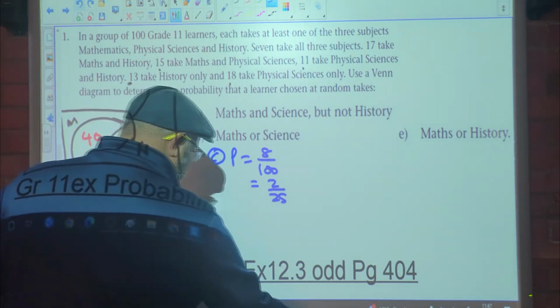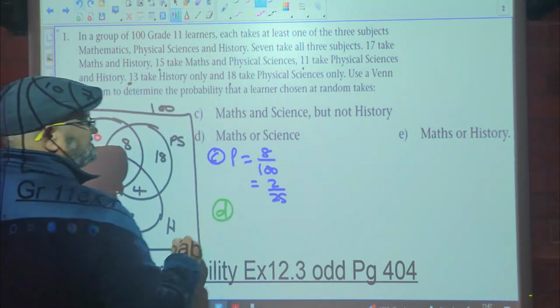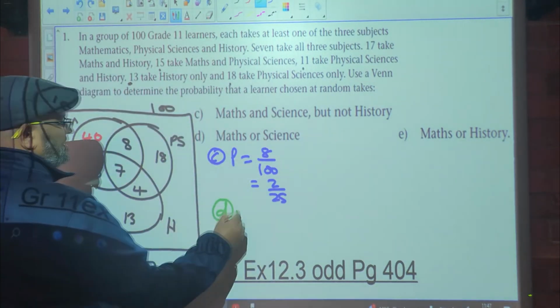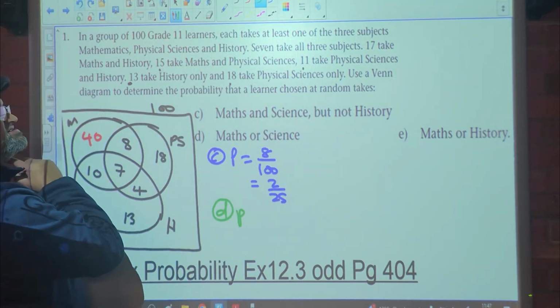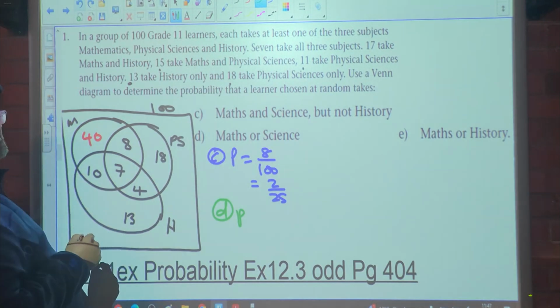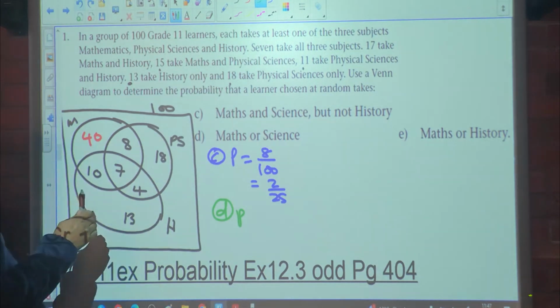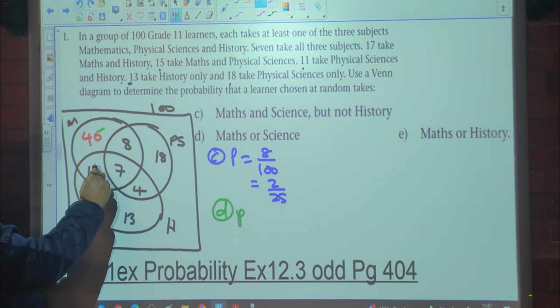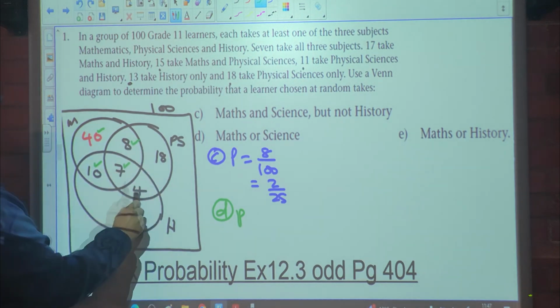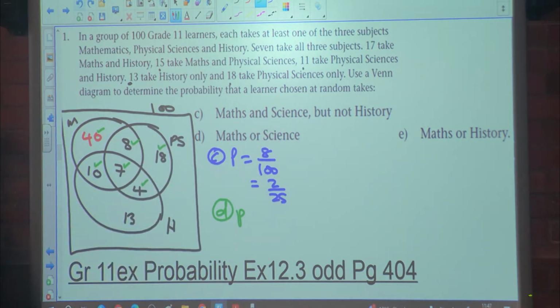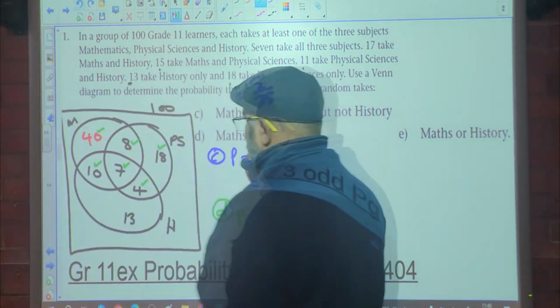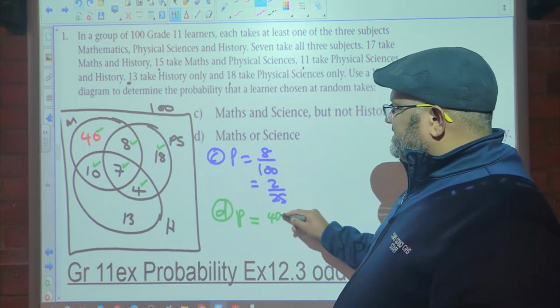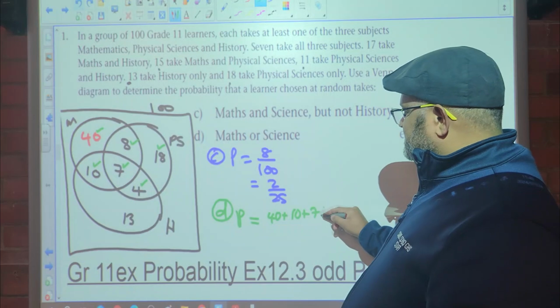Let's look at D. D says the probability of mathematics or science. So or is the union, it's all of it. So it's going to be 40, 10, 7, 8, that's all mathematics. Physical science 8, 7, 4 and 18. You see that, people? So what are we going to have here? It's going to be 40 plus 10 plus 7 plus 8.